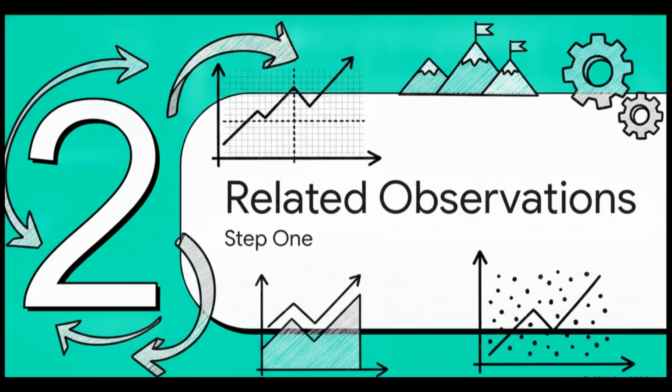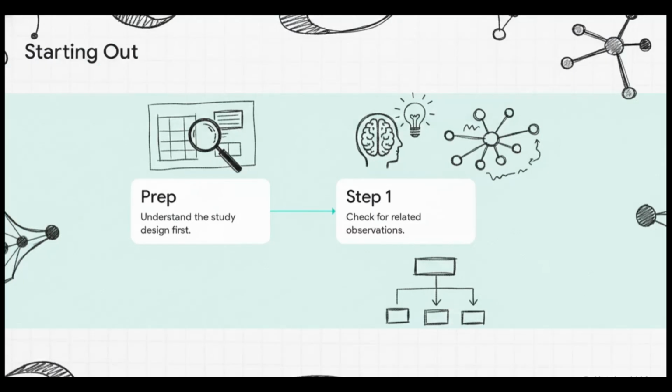Moving right along to Section 2. Step 1. Related observations. This step requires us to look really closely at the fundamental nature of our data points. Remember that golden rule we just talked about? Design comes first. Well, this is where we actually analyze that design. We aren't even looking at the raw numbers yet. We're looking at where they came from and how they connect to one another. It's kind of like tracking a single group of patients and measuring their blood pressure over 3 different months.